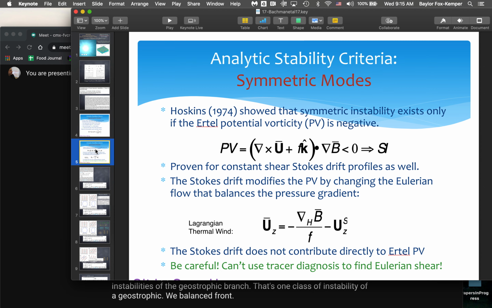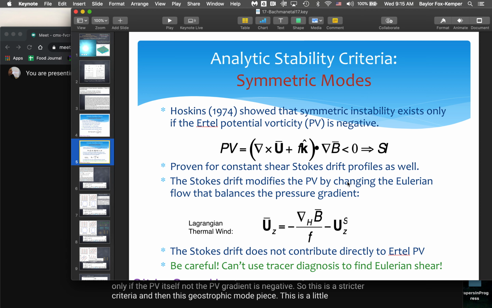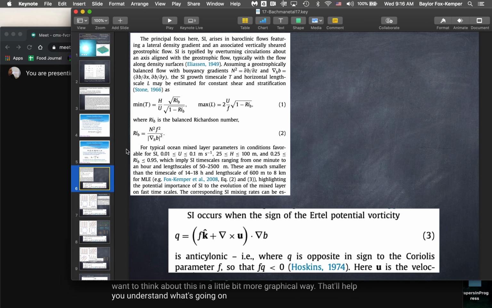The symmetric instability branch is different. The symmetric instability branch occurs only if the PV itself, not the PV gradient, is negative. So this is a stricter criterion than this geostrophic mode piece. This is a little abstract. We're going to come back to this later, but I want to think about this in a little bit more graphical way that'll help you understand what's going on here. So we're going to get to that.